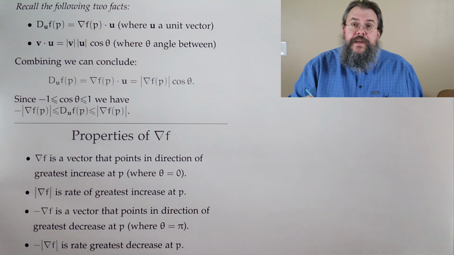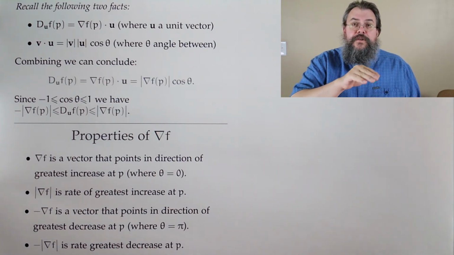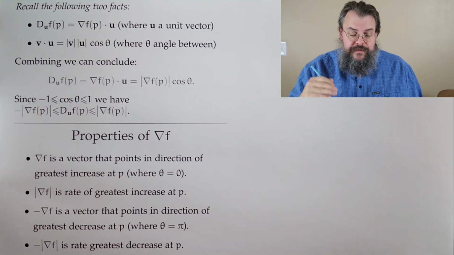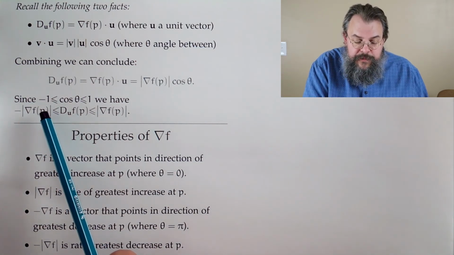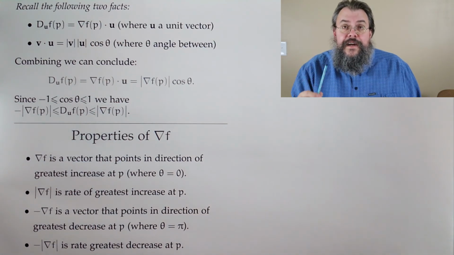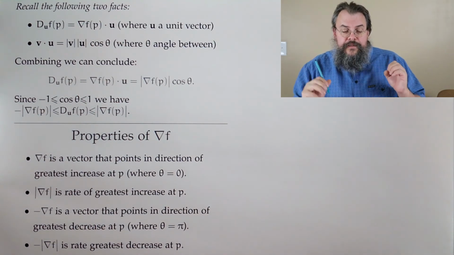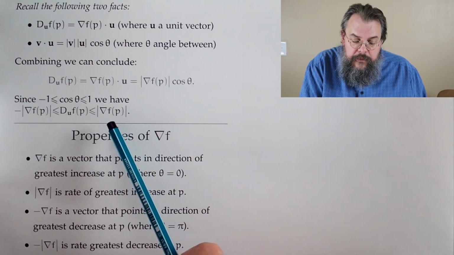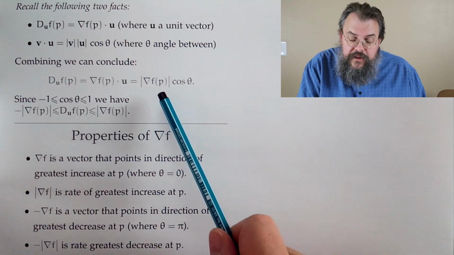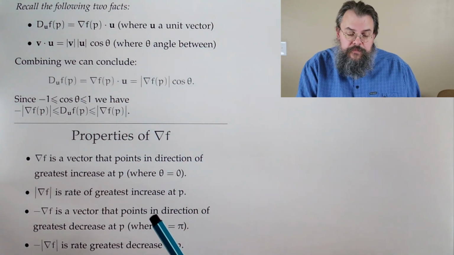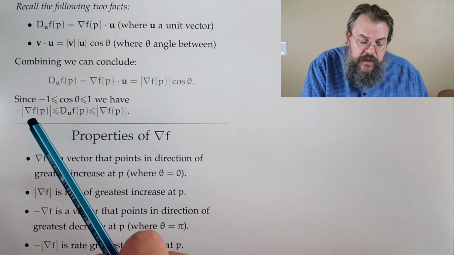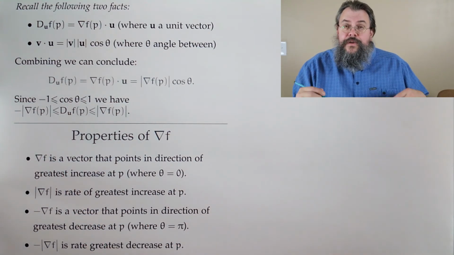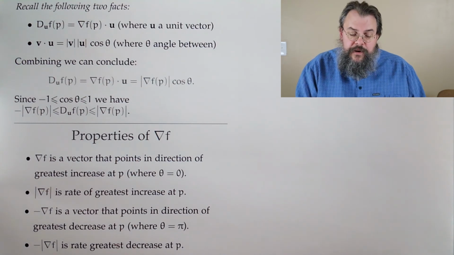Now here's the cool part. Cosine theta is a bounded function. Remember, cosine oscillates. It goes up and down between -1 and +1. So cosine theta is between -1 and +1, and therefore our directional derivative is between, the largest it could be is the magnitude of the gradient. That would be if cosine theta equals 1. The smallest it could be is negative the magnitude of the gradient.